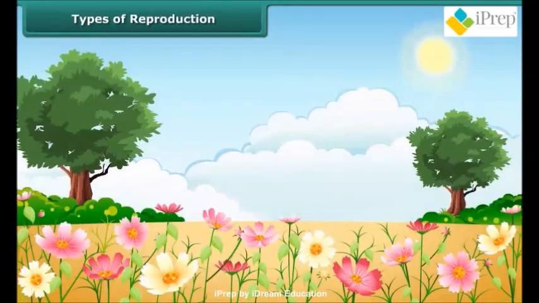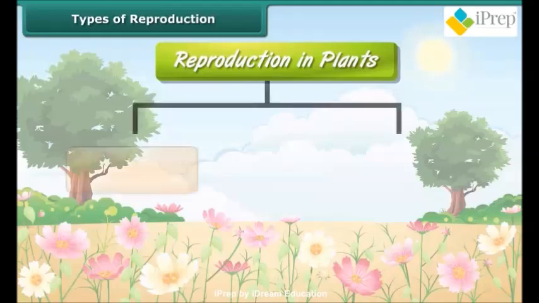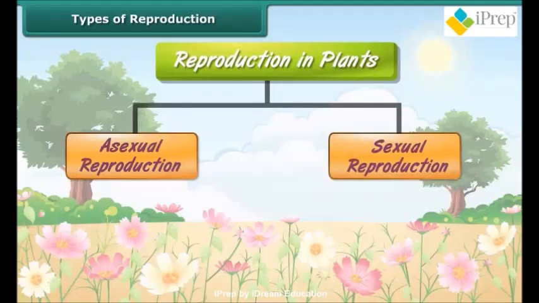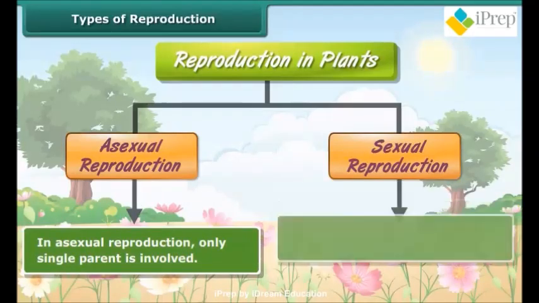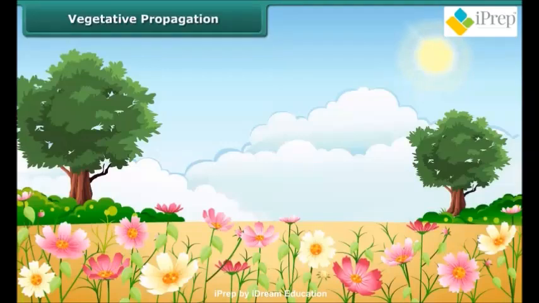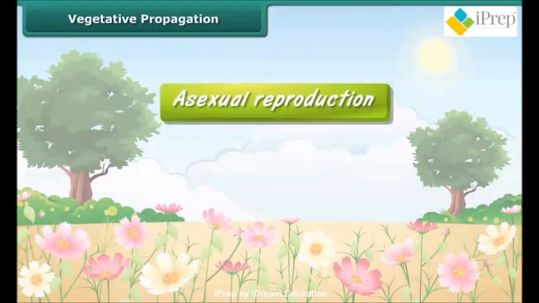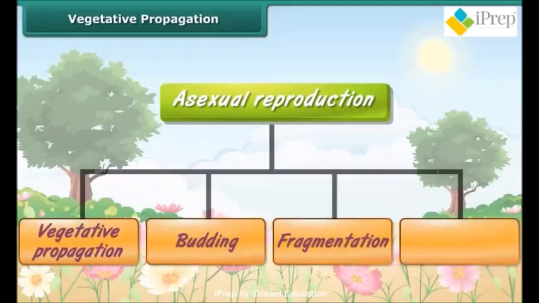Types of reproduction. Reproduction in plants can be achieved through two ways, namely asexual reproduction and sexual reproduction. In asexual reproduction, only a single parent is involved, whereas in sexual reproduction, both the parents are involved. Let's study about them in detail. Vegetative propagation. Different methods of asexual reproduction are vegetative propagation, budding, fragmentation, and spore formation. Let's discuss about them in detail one by one.